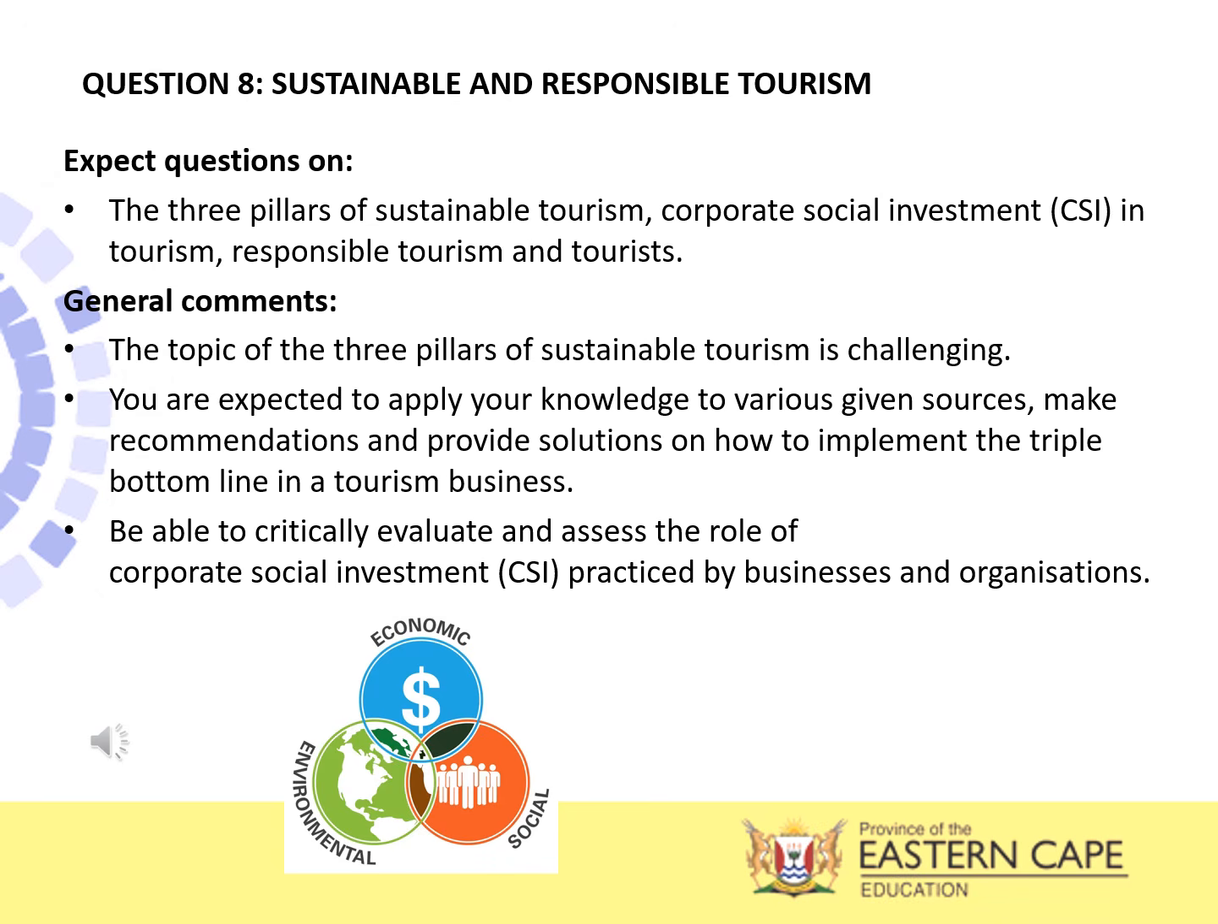Question 8 covers the 3 pillars of sustainable tourism: corporate social investment in tourism and responsible tourism and tourists. The topic of the 3 pillars of sustainable tourism is challenging for learners. You are expected to apply your knowledge to various given sources, make recommendations, and provide solutions on how to implement the triple bottom line in a tourism business. You must be able to critically evaluate and assess the role of corporate social investment practiced by businesses and organizations. It will be to your advantage to learn some basic examples under each pillar.